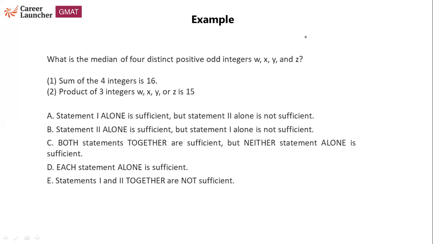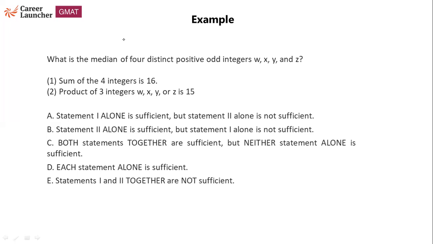Okay, let's end here. Getting D as an answer. Now let's understand. Actually, it's E. Okay, E. Now let's understand this. What is the question?